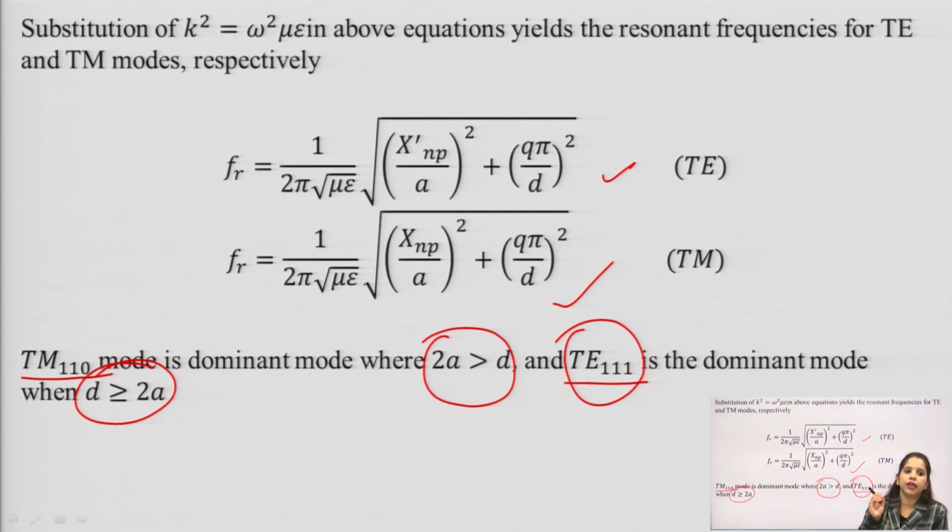This question will come to you as a 2 marks question or a multiple choice question at the university level, or in competitive examinations, because waveguides, cavities, S parameters, and these components of transmission lines which we have studied earlier are very important topics in various competitive examinations also. So, you should remember under what condition which dominant mode will exist.